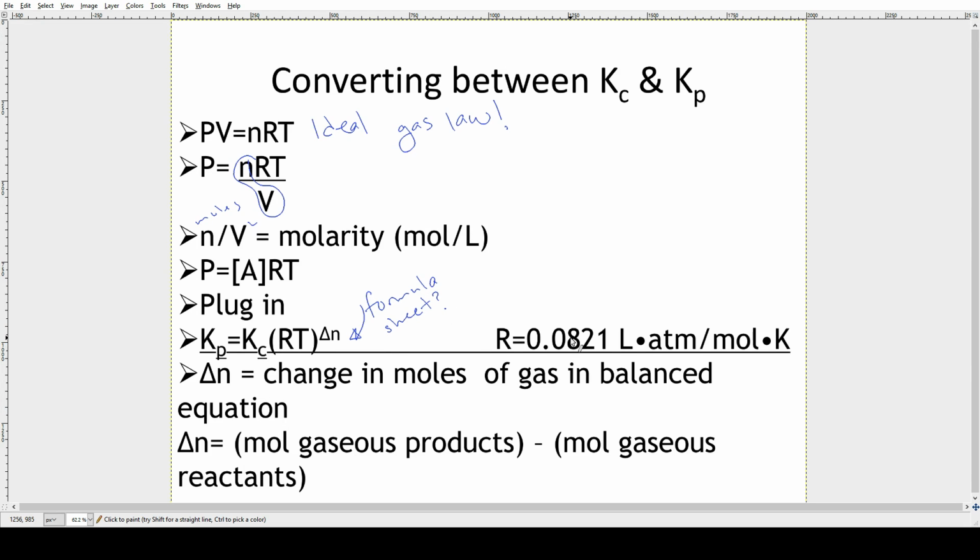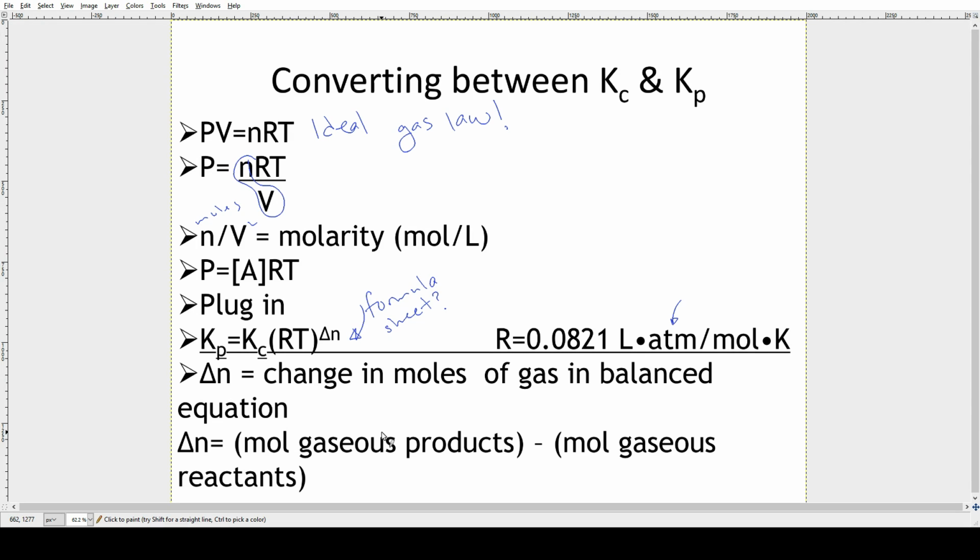The R we're going to use, I know R is given. We're going to use this one because it's dealing with atmospheres, and our partial pressures are always in atmospheres. Okay, so these things are all familiar to you by now. We can find Kps, we can find Kcs, Rs are given, temperatures are given. However, delta n is new. Delta n represents the change in moles of gas in a balanced equation.